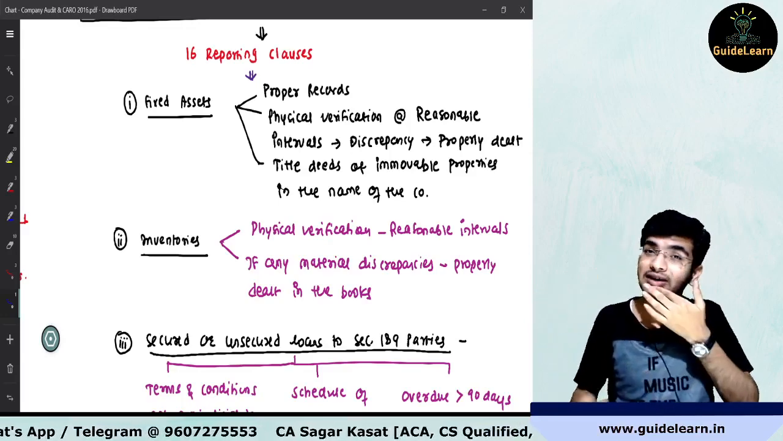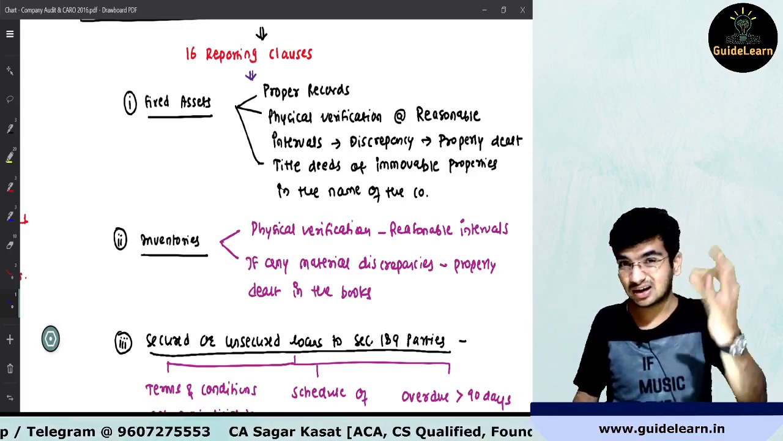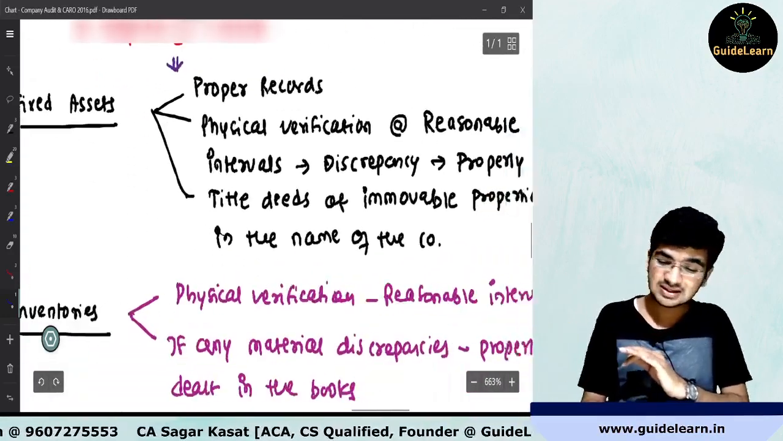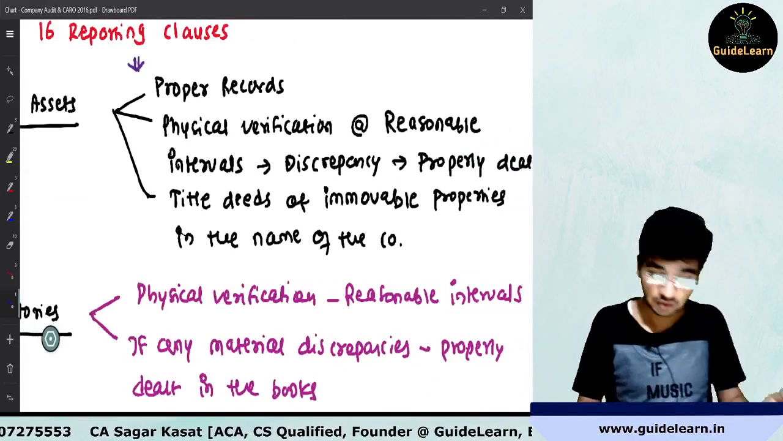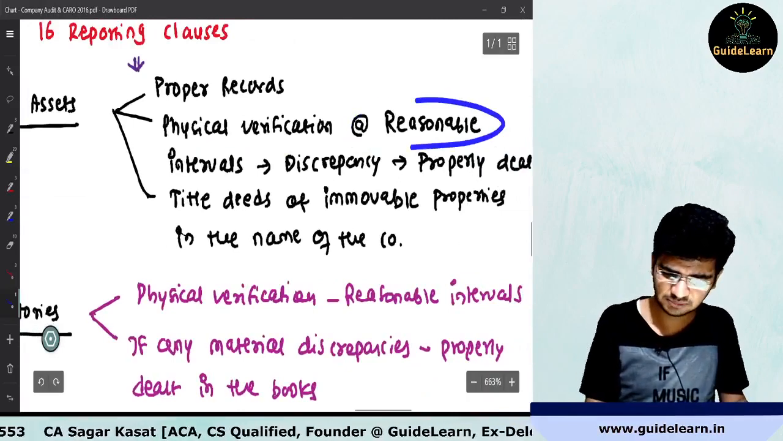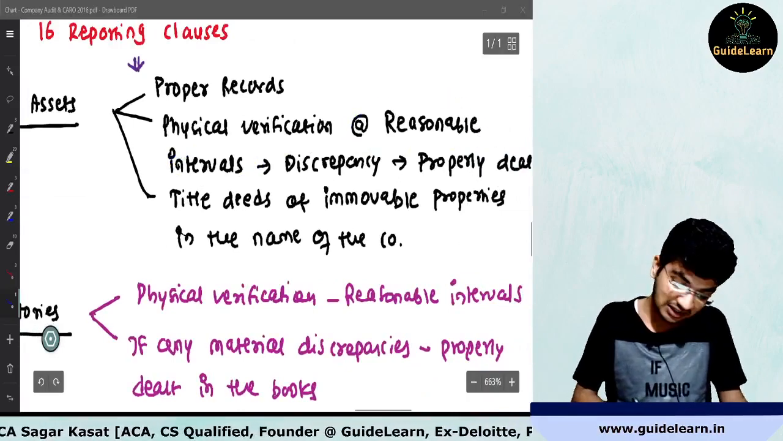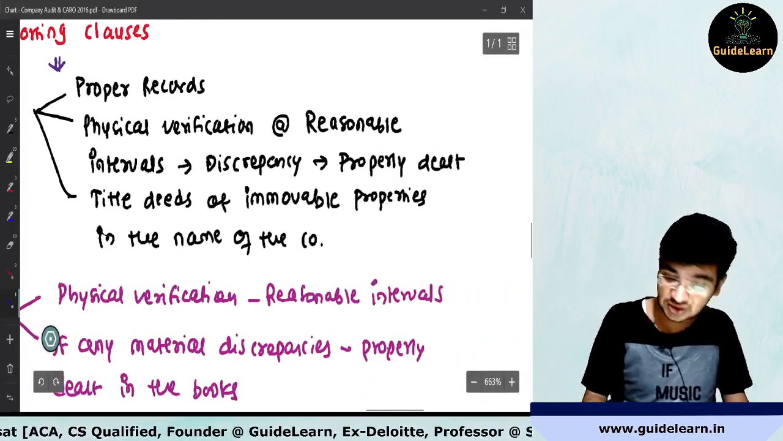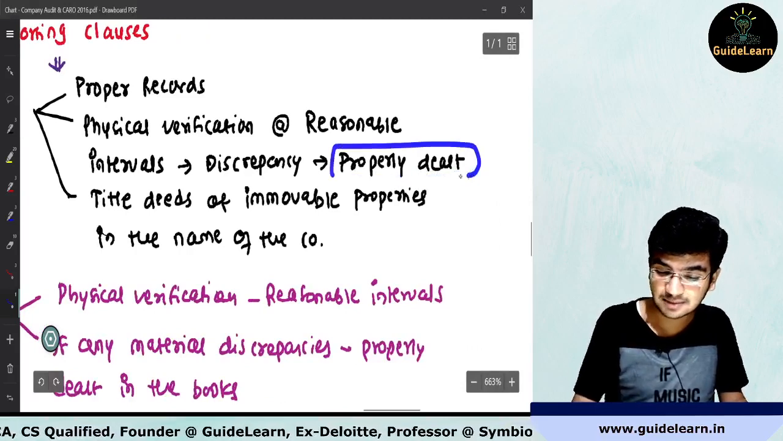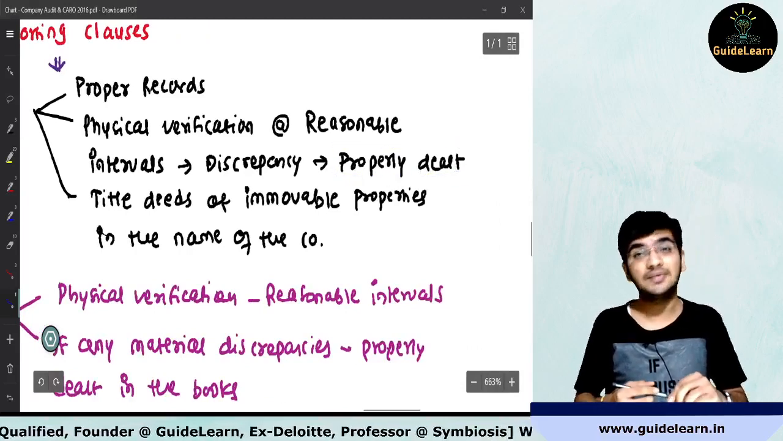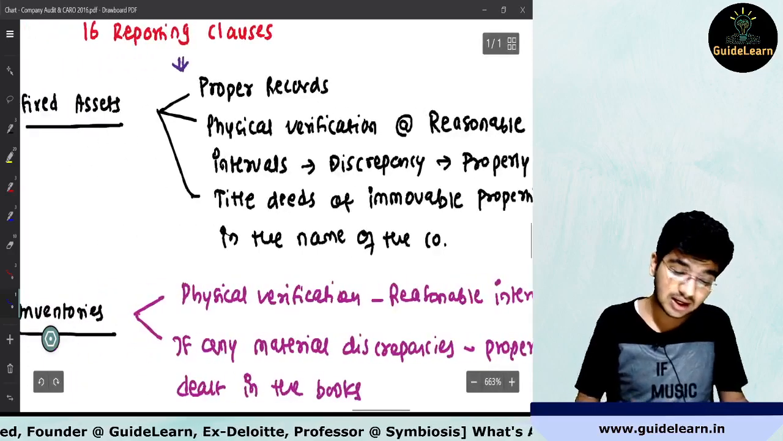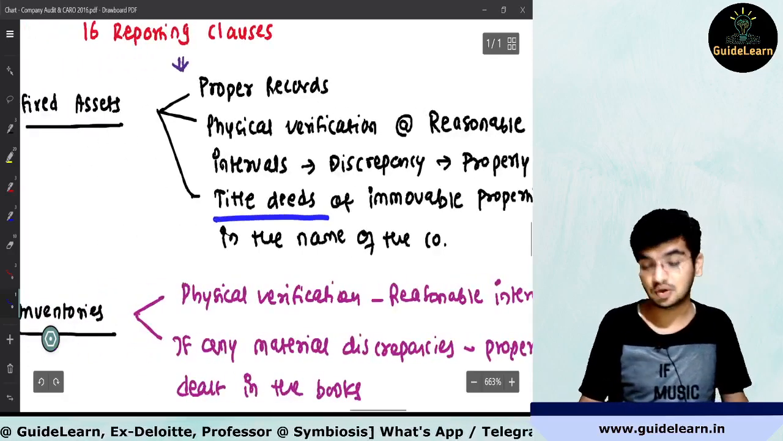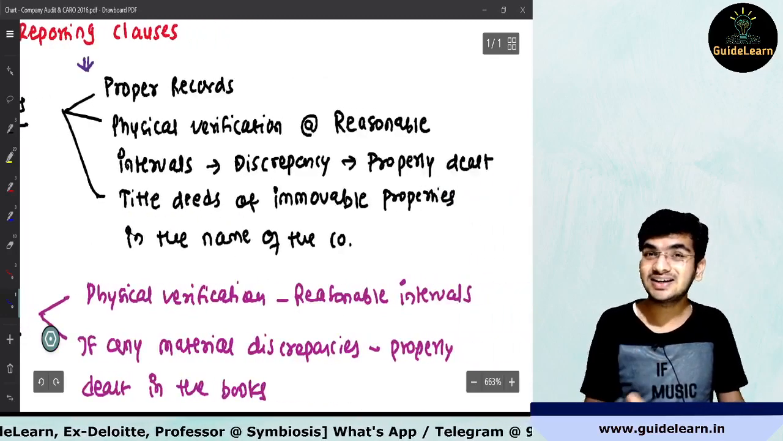But what we need to consider is, very first, whether the company has maintained the proper records of the fixed assets. Come back to clause 1. Then, whether the company has conducted physical verification at reasonable intervals. If they have conducted it, whether they came up with any discrepancy, and if yes, whether those discrepancies have been properly dealt with in the financial statements, books of accounts. Third thing that has to be checked by the auditor is whether the company has title deeds in its own name.